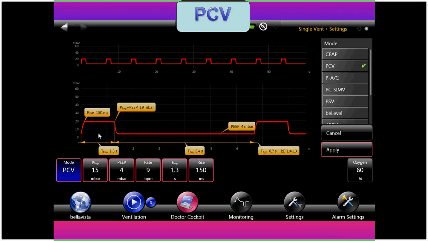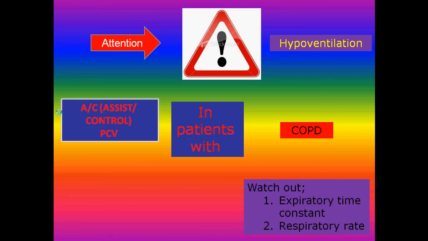What will happen if the patient started to take severe tachypnea? The patient was controlled, and after that he started to be assisted control, and the patient became tachypneic. What will happen? The patient will develop hypoventilation. So take care, as I mentioned before, watch the expiratory time constant and respiratory rate.